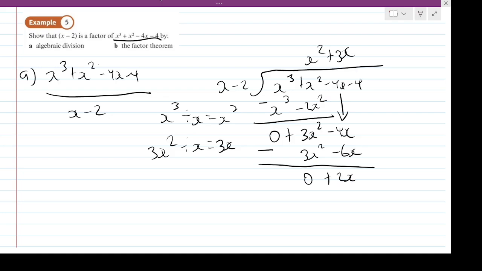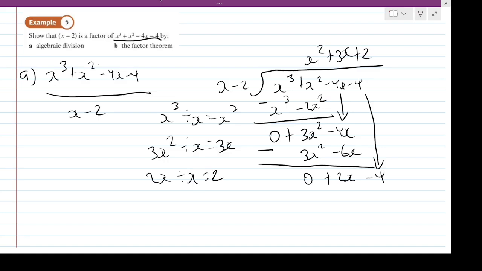There we are. And then we need to bring this last number down, so it'd be minus 4. And then what's the highest term we have now? Well, it's the 2x, that's the highest power of x. Oh no. What we have to do then is the 2x, the highest power, needs to again divide by the x, the highest power outside. So 2x divided by x is 2.